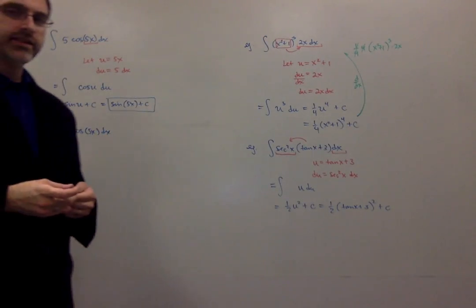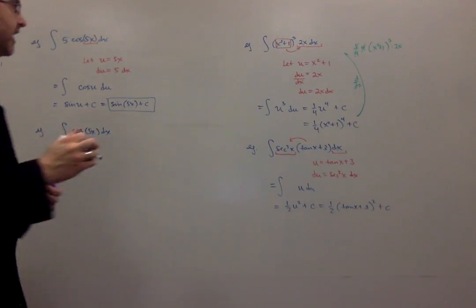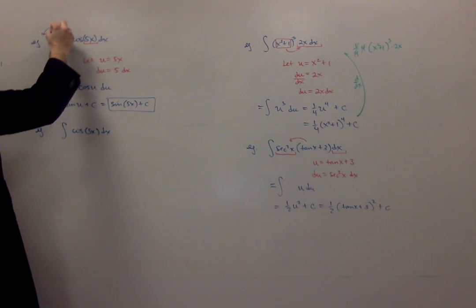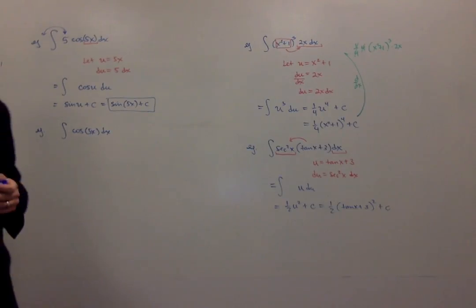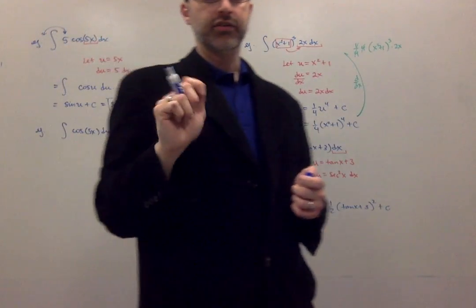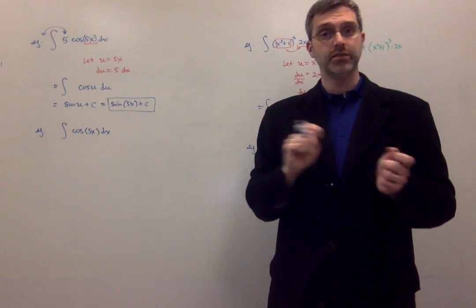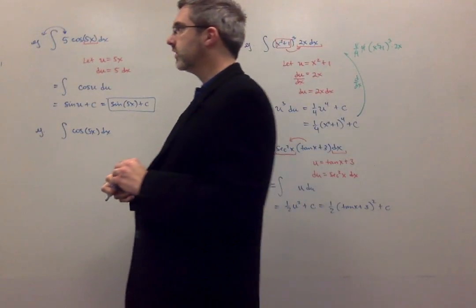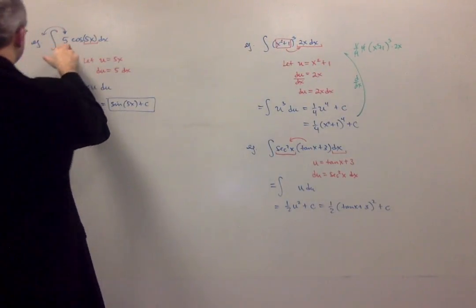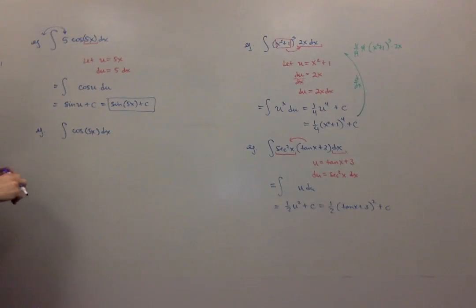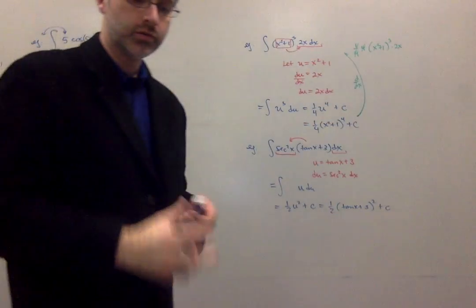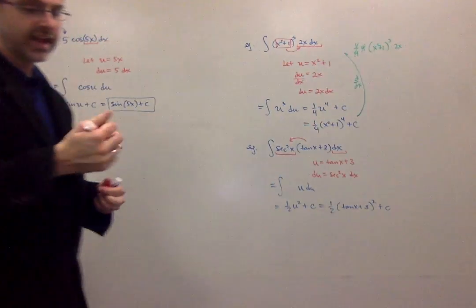The thing about a constant like 5 is that I can pull it in and out of the integral, right? Constants you can pull in and out of the integral. Other things you can't, but constants you can. So it shouldn't really make a difference whether that 5 was there or not. This technique should still work. Now let's see how it would work if we didn't have that 5 there.